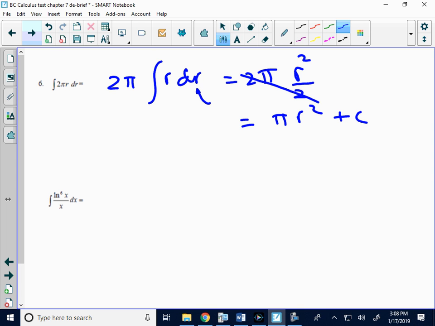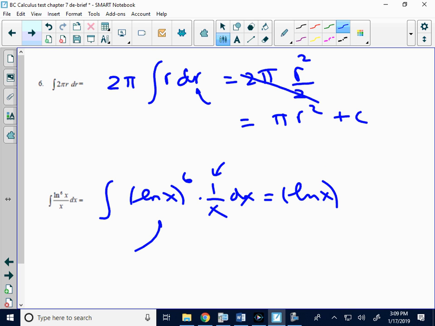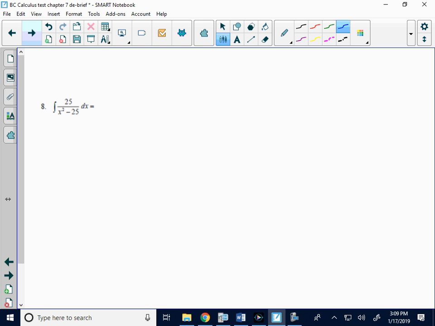This one, I think, was in the problem set. This is the natural log of x to the 6th times 1 over x dx. So there's your u, there's your du. Natural log of x to the 7th over 7. Typically written this way. Don't forget the constant at the end. Number 8. This one was also in the book.